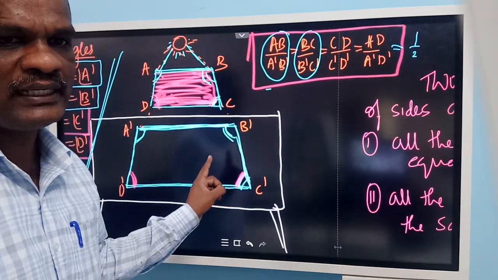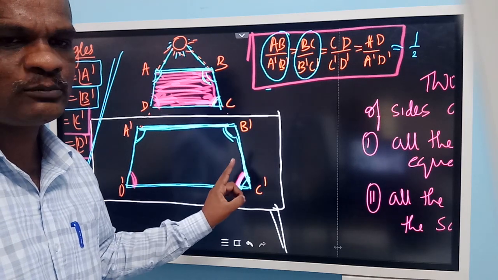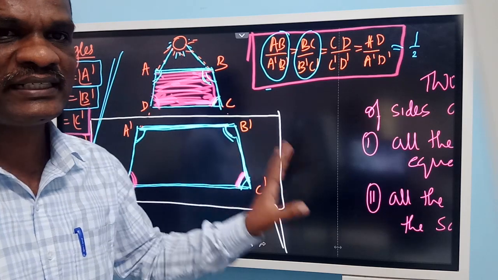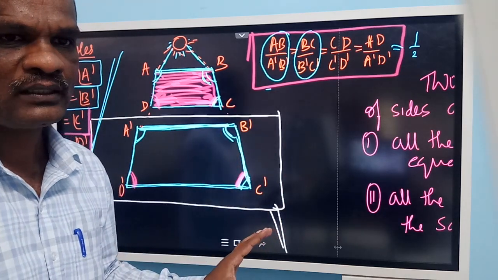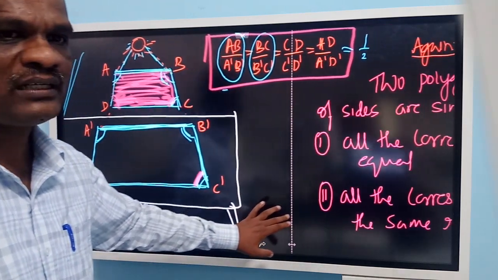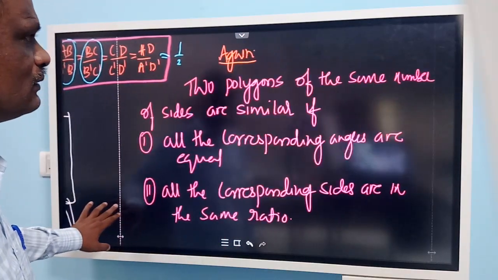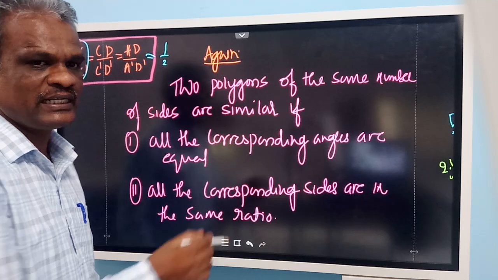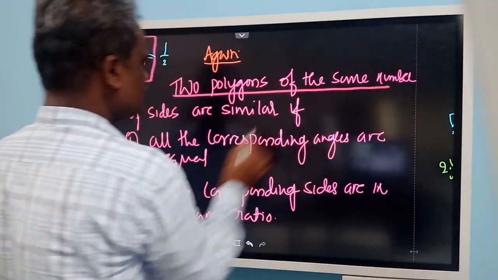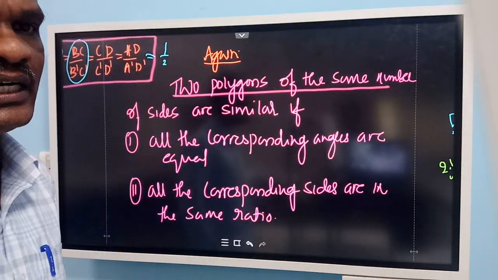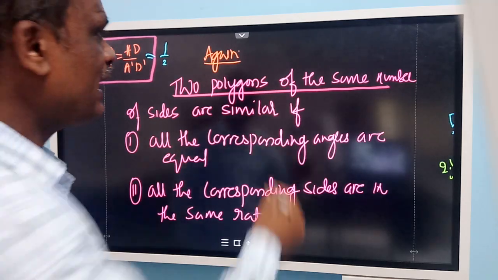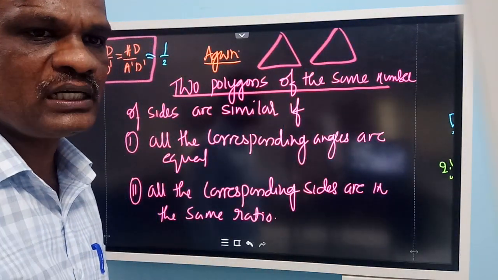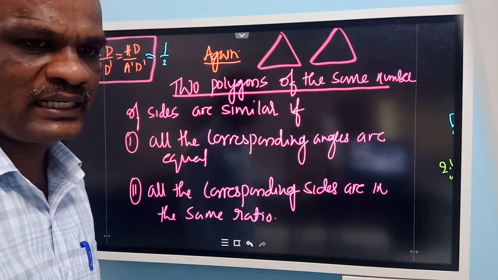Two polygons are similar if the corresponding angles are equal and the corresponding sides are in the same ratio. That is the similarity of two polygons. The polygons must have the same number of sides. You cannot take different polygons. Triangle means you have to take triangles only. Quadrilateral means two quadrilaterals. Pentagon means two pentagons.